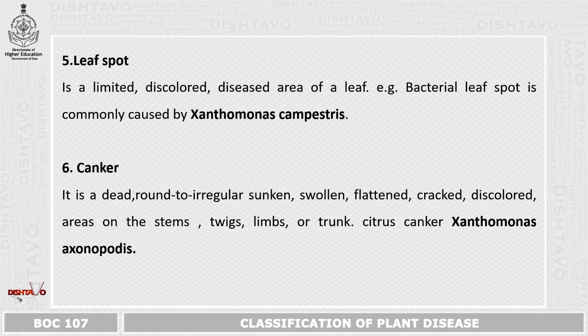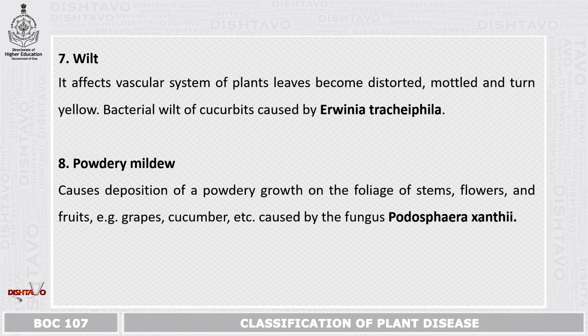Fifth symptom is leaf spot. It is a limited discolored diseased area of the leaf. Basically it is caused by fungi or bacteria; bacterial leaf spot is caused by the bacteria Xanthomonas campestris. Sixth is canker. It is a dead, round to irregular, sunken, swollen, flattened, crackled, discolored area on the stem, twigs, limbs or trunks. It is caused by Xanthomonas citri, basically citrus canker.